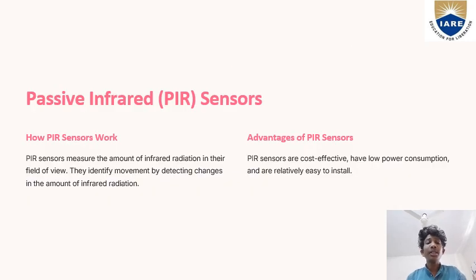Now we are looking at passive infrared sensors and how they work. We see passive infrared, also called PIR. How PIR sensors work: PIR sensors measure the amount of infrared radiation in the field of view. They identify movement by detecting changes in the amount of infrared radiation.